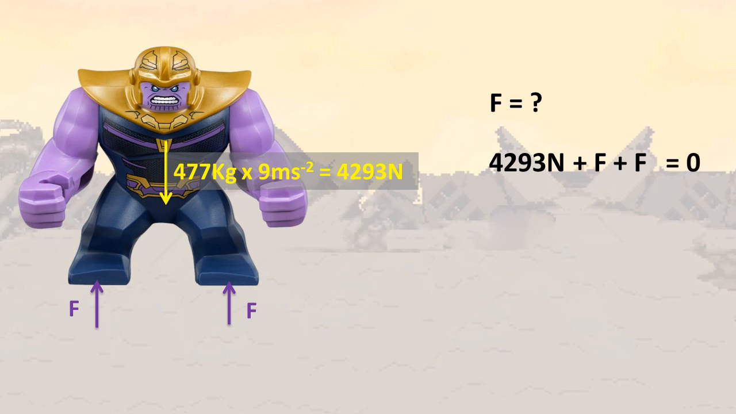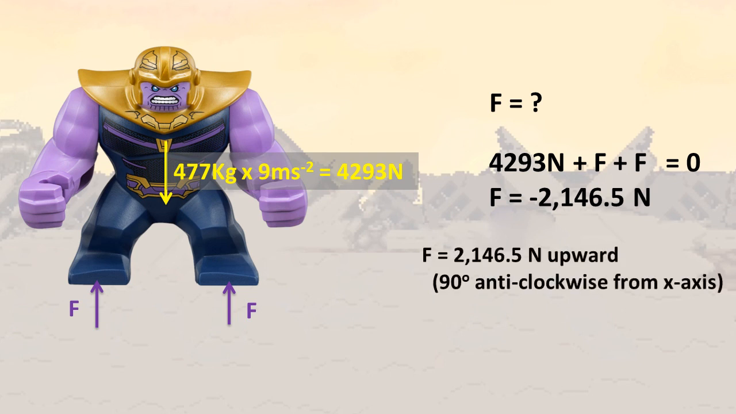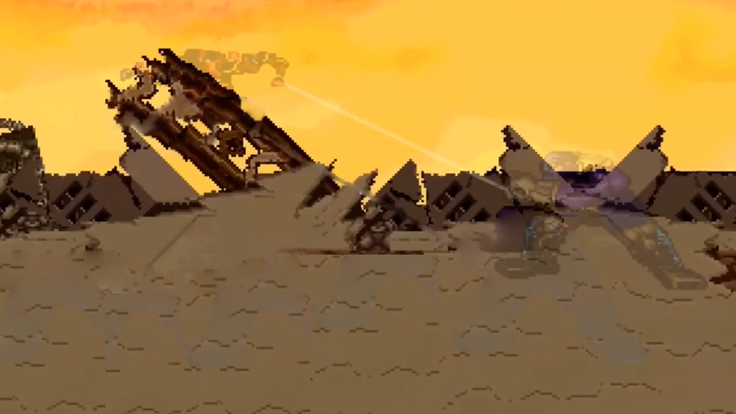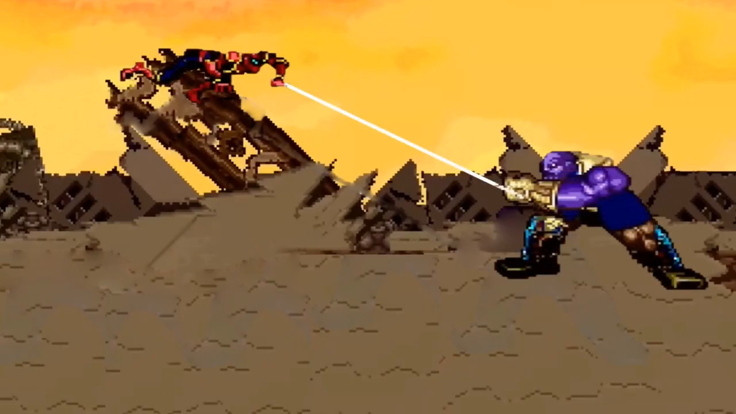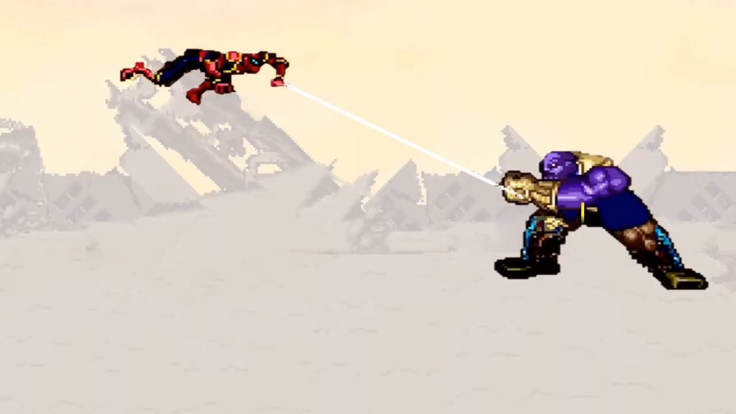That is, 4,293 plus 2F equals 0. We have F equal negative 2,146.5 Newton. Negative means they are pointing upward. Now, consider another situation. There are four forces acting on Thanos: his weight, the reaction forces from ground, and the pulling force. We know the weight, F1, is 4,293 Newton.